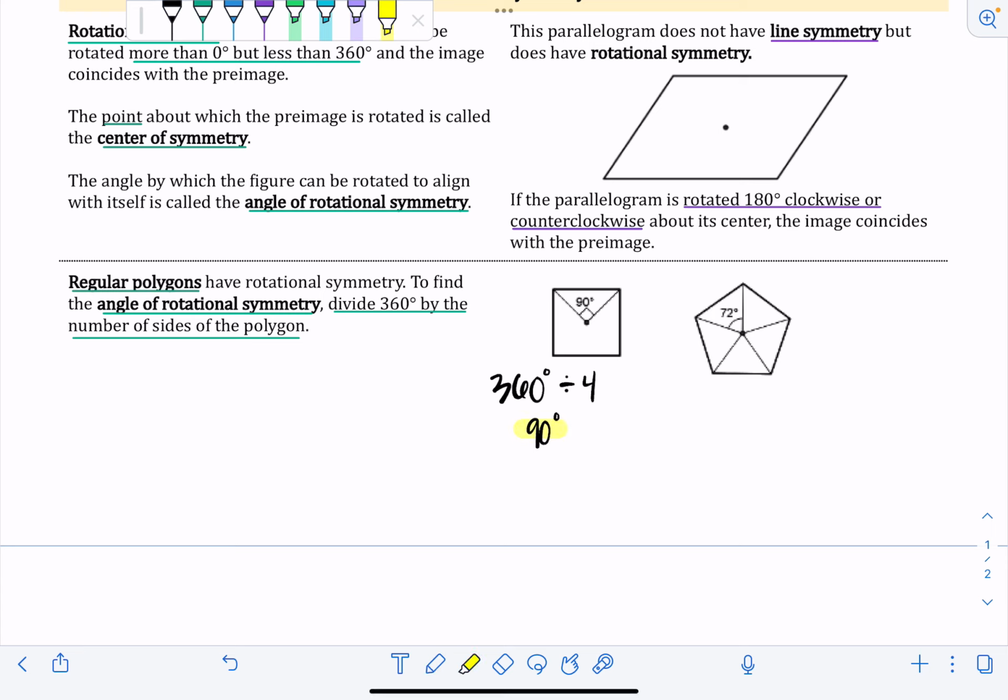And then for a pentagon, they have it drawn on the picture, but if we weren't sure what the exact angle is, because it's kind of hard to see if we're not given it, we can do 360 divided by the number of sides. So in this case, a pentagon has 5 sides, and 360 divided by 5 is 72 degrees. So it would take a 72-degree angle before it rotated and landed in the exact same footprint that it was in before.